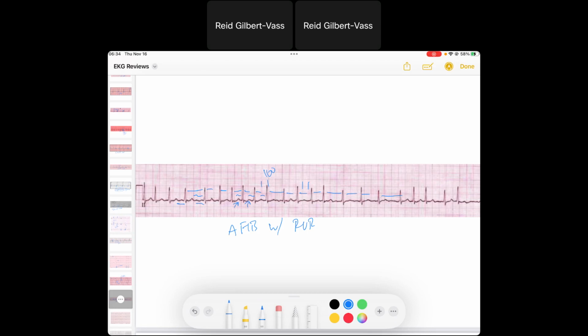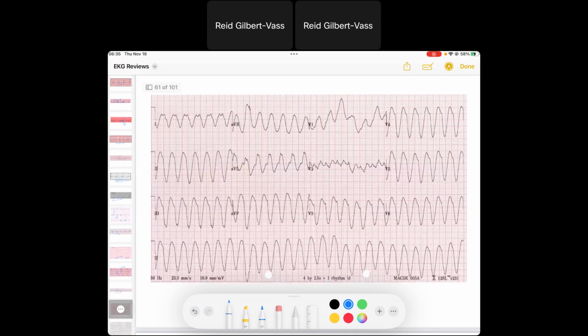This person would benefit from either rate control by blocking their AV node with maybe a calcium channel blocker like verapamil or metoprolol, or you could synchronized cardiovert this person with electricity.